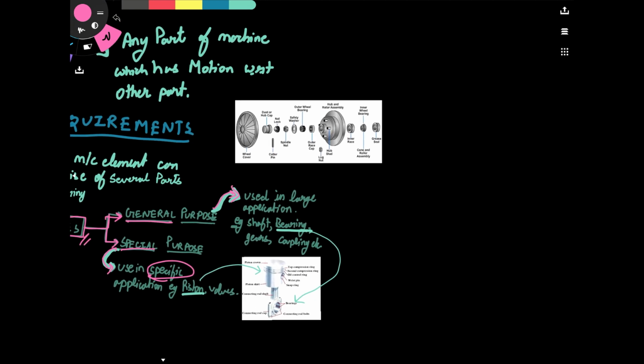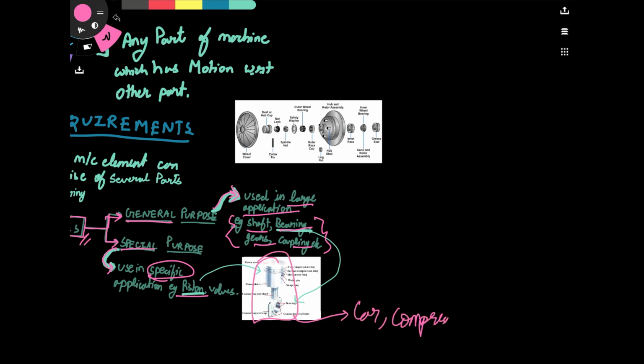Okay, let's take some examples for more clarity. General purpose elements are those you can just use in many places. For example, shaft, bearing, gears, couplings. You can find these components in almost most of the machines which you see in day-to-day life. While for specific applications, for example, a piston, you can only find a piston in, let's say, a car, or let's say a compressor.